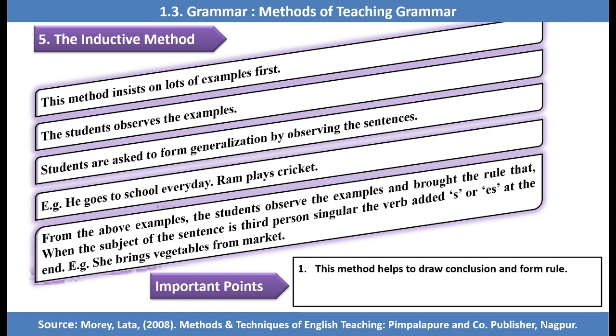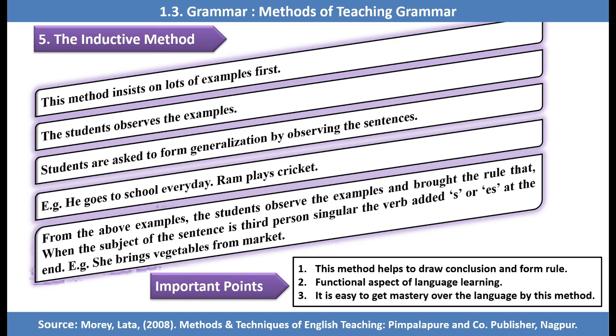So the important points in this method are: this method helps to draw conclusions and form a rule. That is the first thing. Then functional aspects of language learning happen. It is easy to get mastery over the language by this method. So in the inductive method, first examples are given, then the rule or generalization is formed. That is the inductive method.